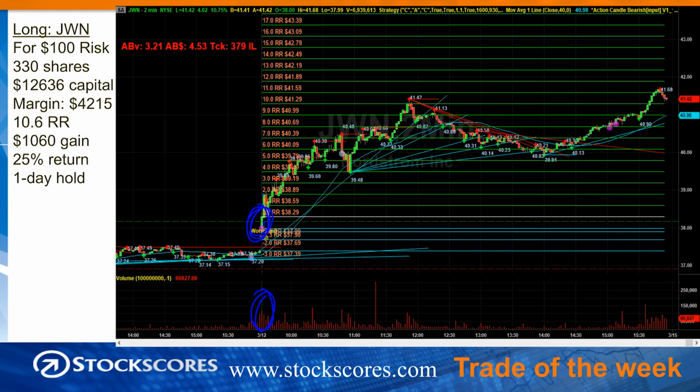So that meant total capital required on this trade was $4,215. Now by the end of the day, it had made 10 times its risk. So there you can see we're at about 10 times the risk. So for $100 of risk, it made $1,060 gain. That was a 25% return on the capital required on a one-day hold.